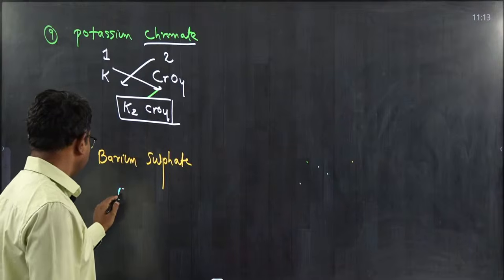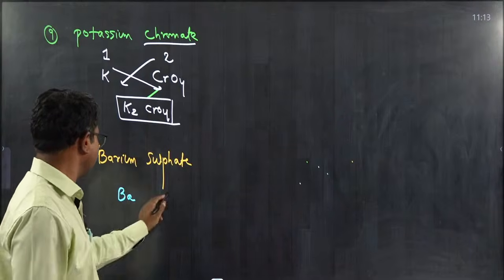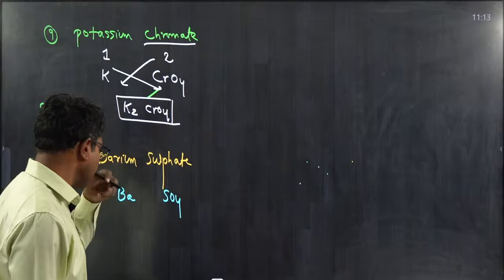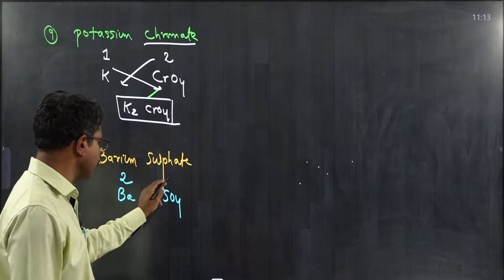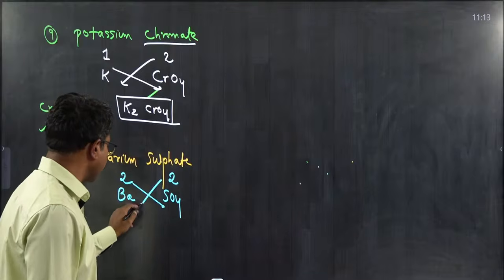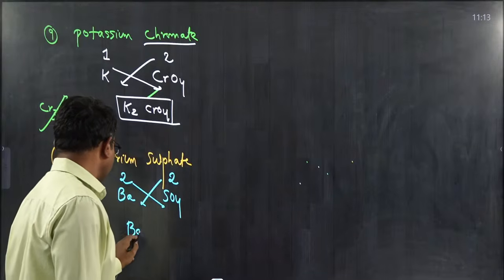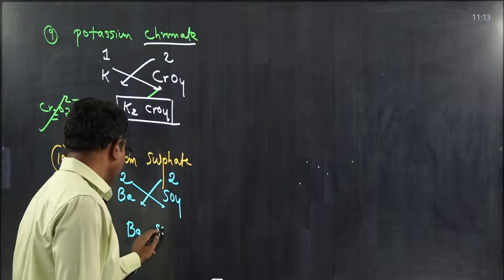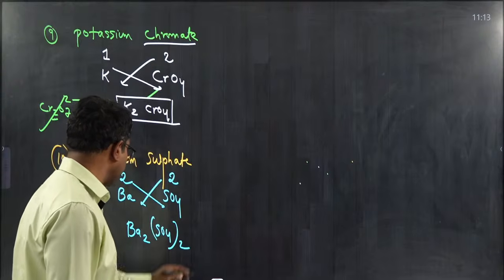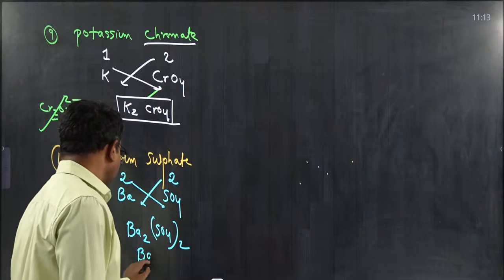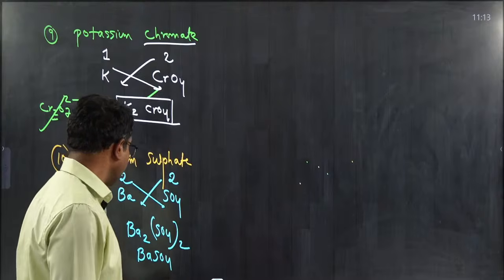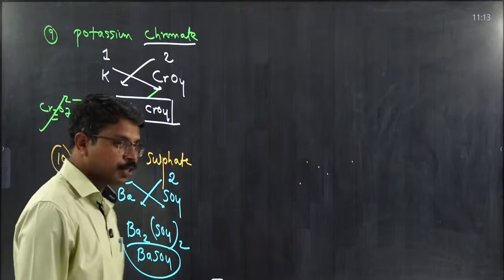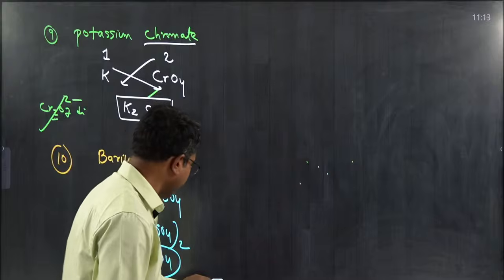Okay, the barium symbol is Ba and the sulfate symbol is SO4, and the barium valence is 2 and the sulfate valence is also 2, and cross these valences. You will get the formula as Ba2(SO4)2, but there is a common factor, and the formula of barium sulfate is BaSO4. Dear students, let me tell you one point.